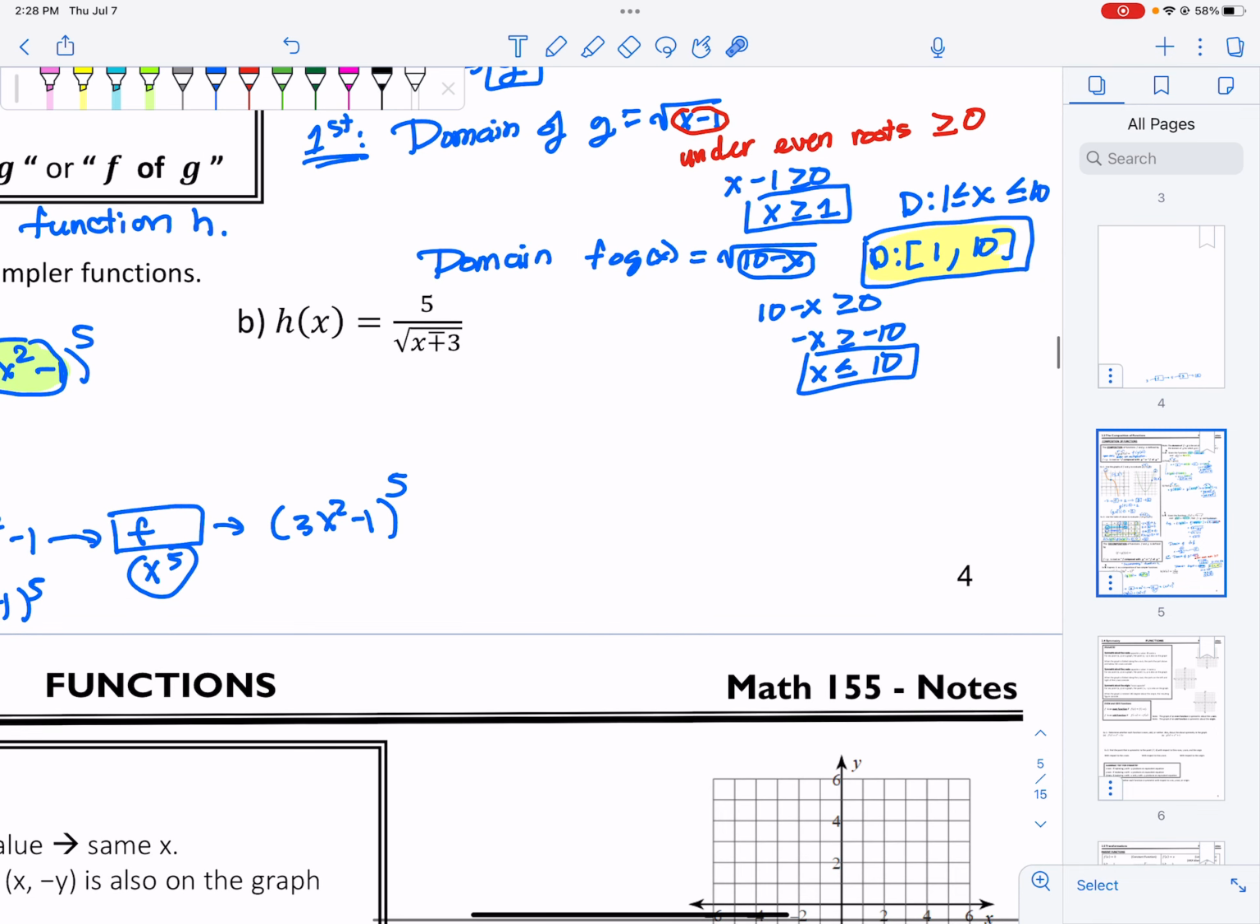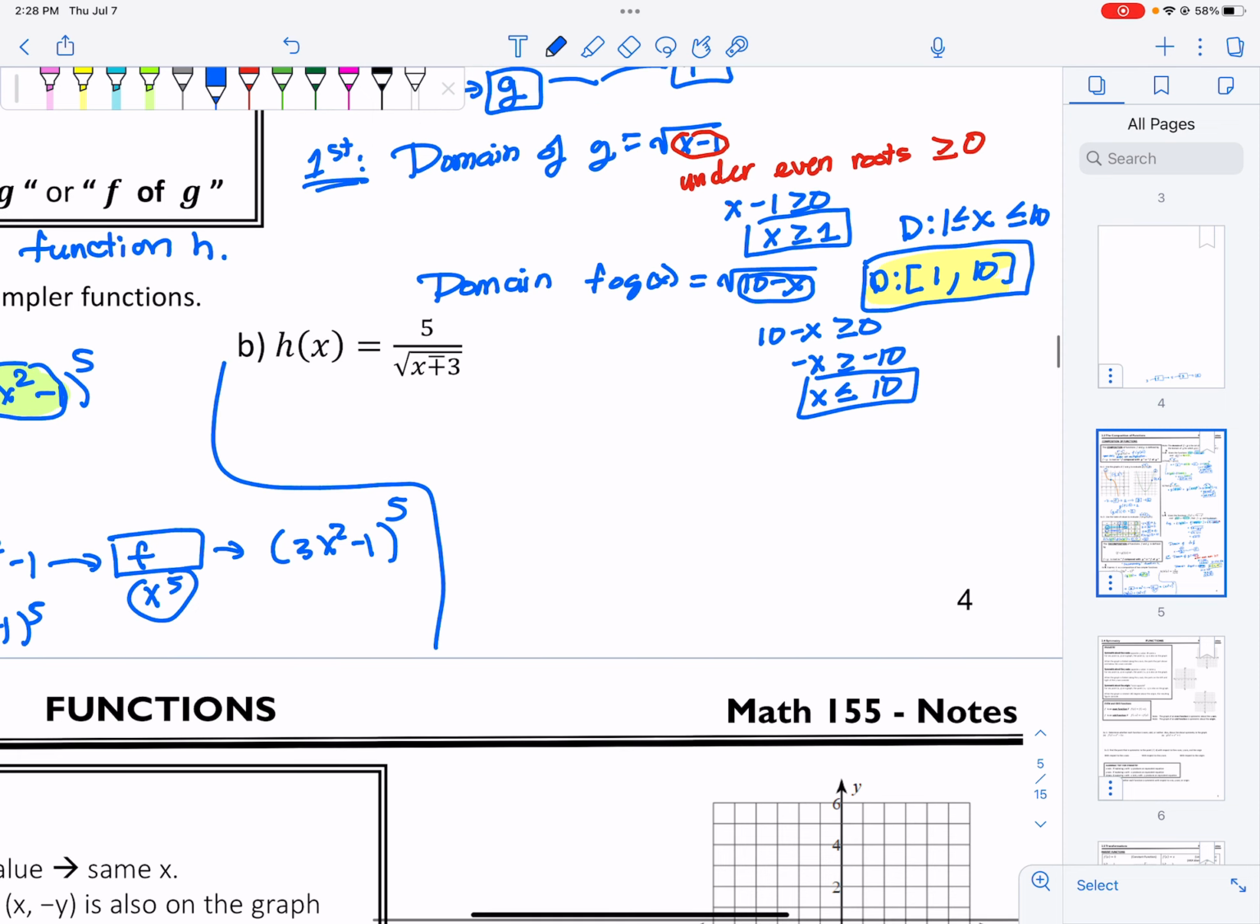Let's take a look at example B. Again, we're decomposing the function. So let's call h of x f of g of x, and that equals 5 over the square root of x plus 3. I think there's a typo in here, so I'm just going to erase one of the signs here. Let's call that x plus 3.